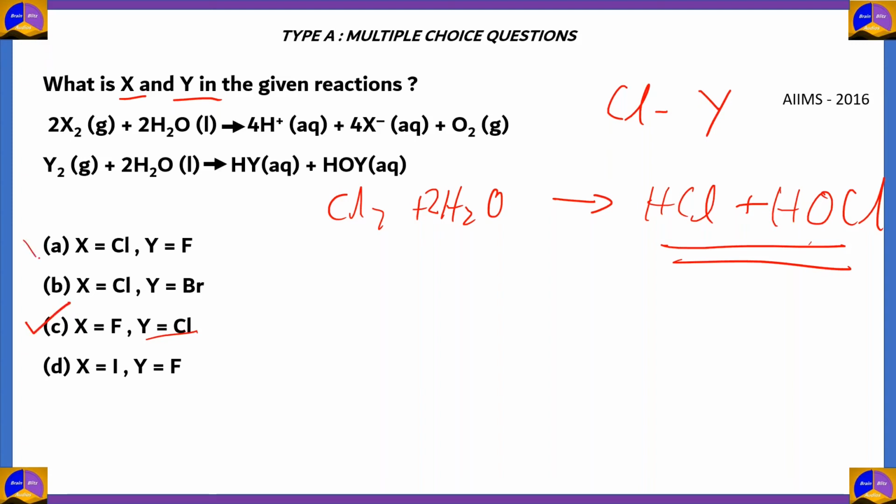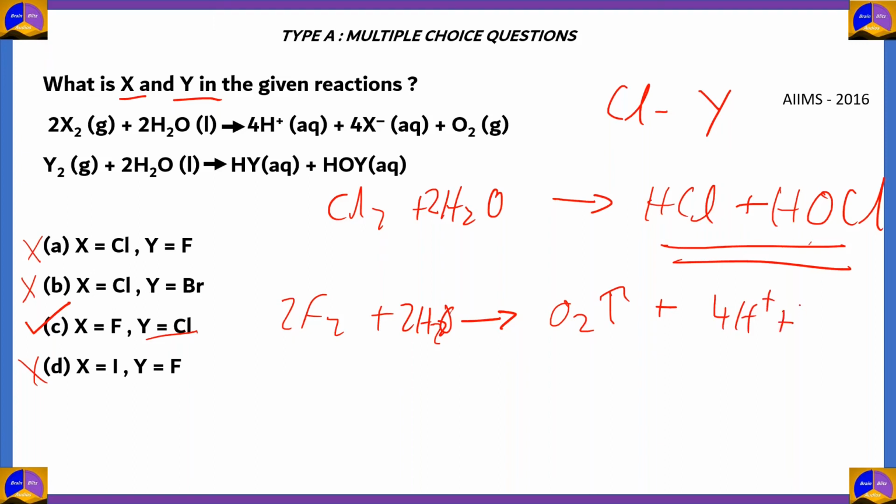In option A, it said that Y is fluorine, which is incorrect. In option B, it's bromine, which is incorrect. In option D, it's again fluorine, which is incorrect. Now, what about X? X is fluorine, according to the right option. Let's write it down. So 2F2 plus 2H2O. Over here, oxygen gas is released. And then we have hydrogen, which is always H plus, and fluorine is always minus, so 4F minus. So therefore, option C is the right option.